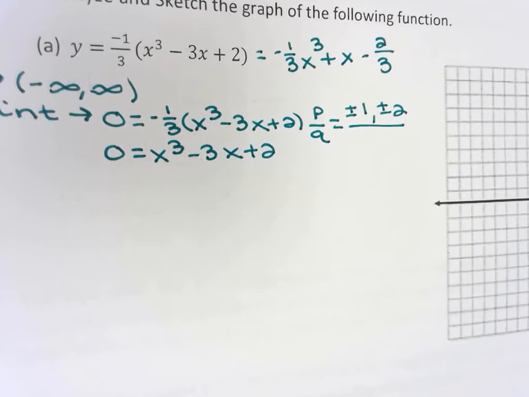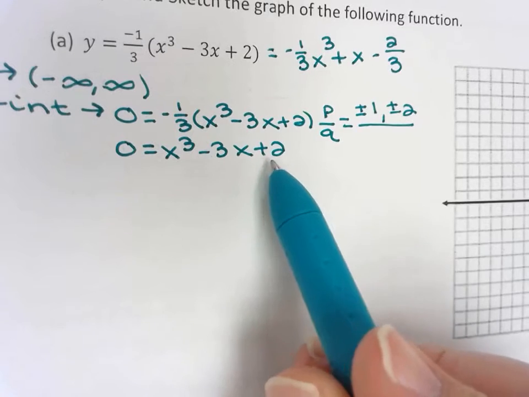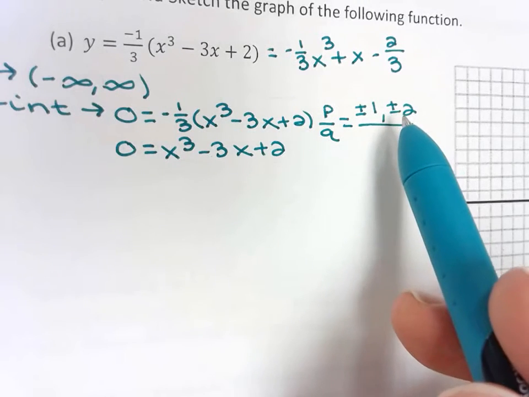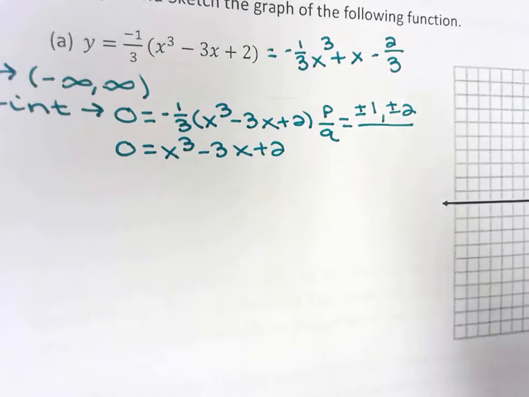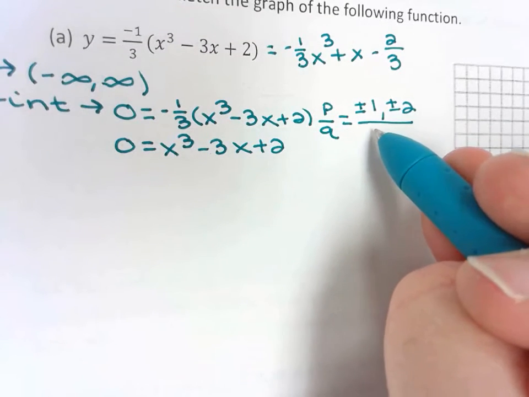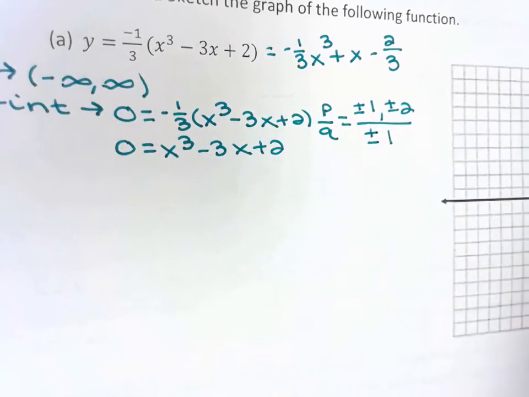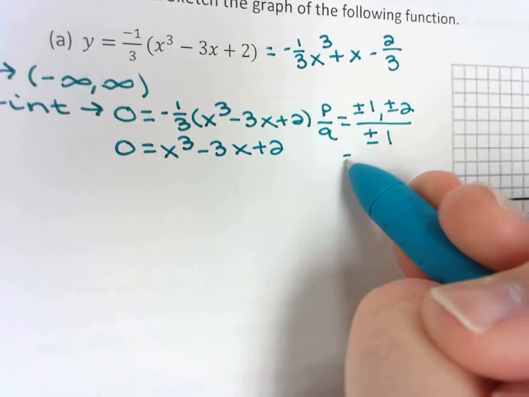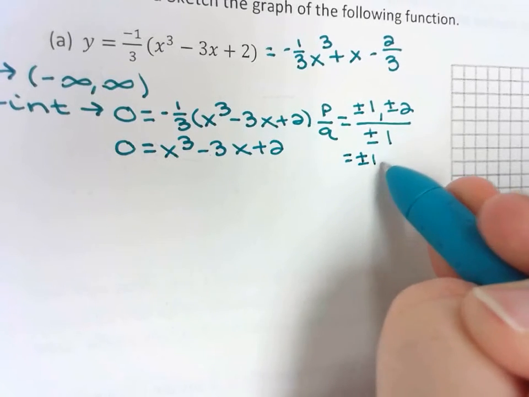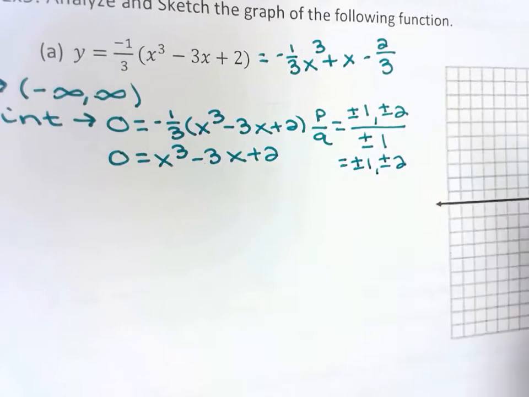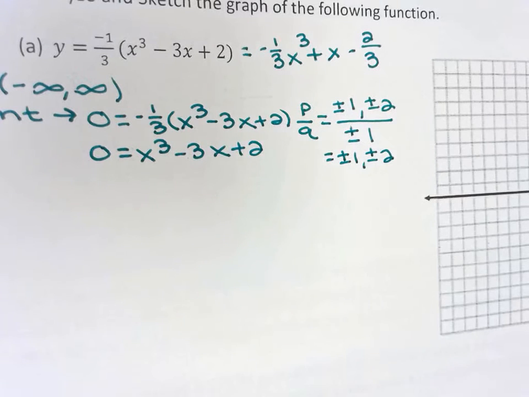So if it's not quadratic, and I can't do any of the quadratic stuff, you have to use the rational root theorem. So all the factors of your last term, plus or minus 1, plus or minus 2, over all the factors of my first term, which is just plus or minus 1. So all my possible roots are plus or minus 1, plus or minus 2 if I divide them by 1. Remember this?